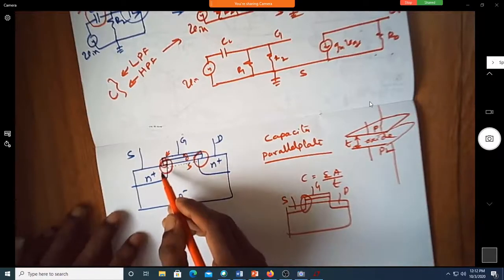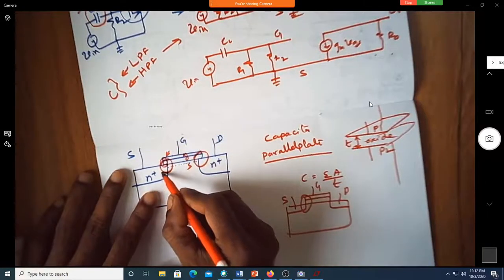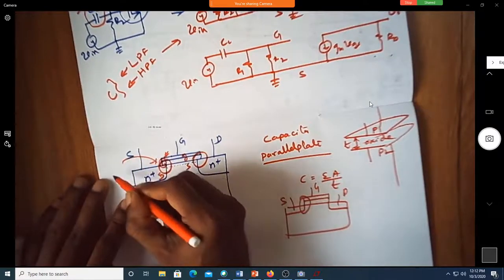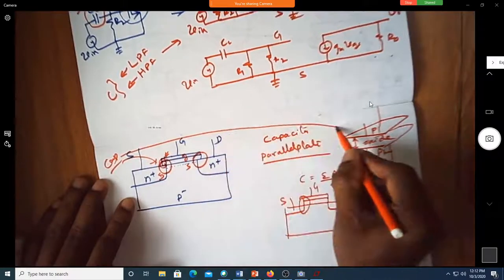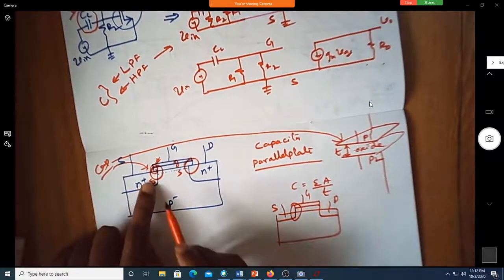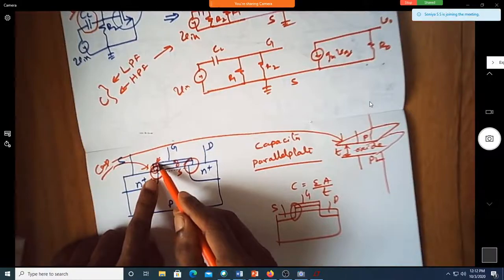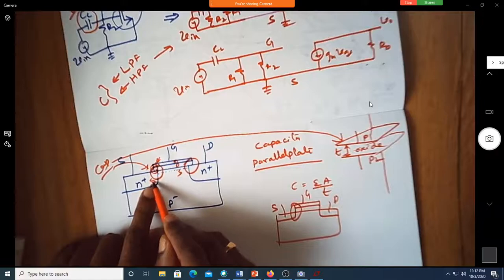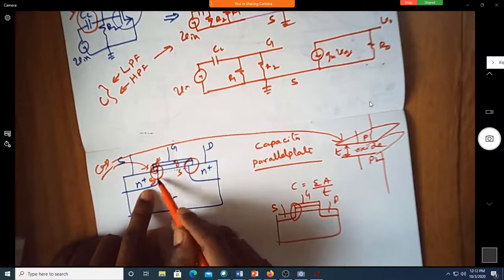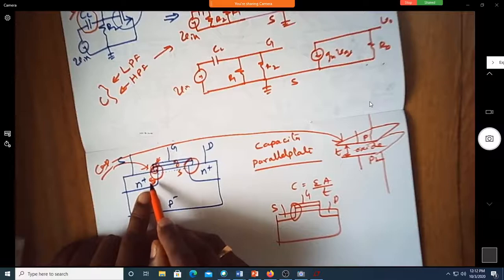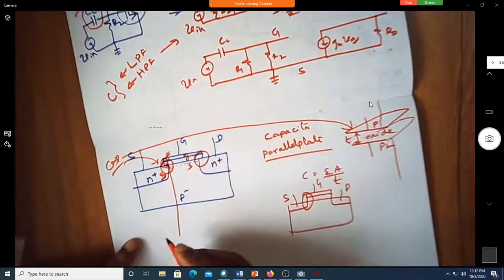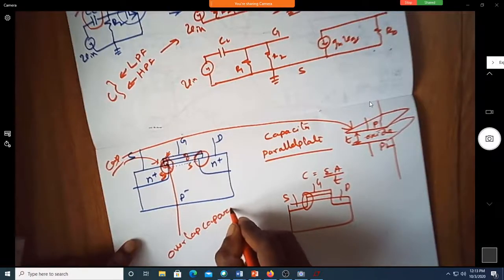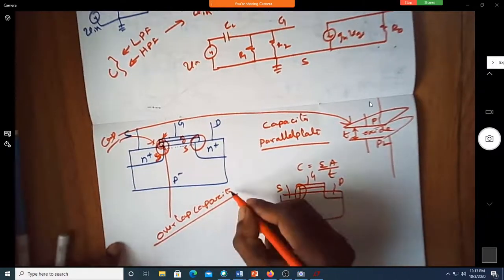Because of this overlap, can you see this source, this oxide, and this gate? Will it form a capacitor? Will it be exactly the same as this? Can you see there is a metal in the form of gate, an oxide in the form of gate oxide, and one more plate in the form of N plus, which is the source? Yes, sir. So I will name this the overlap capacitor.